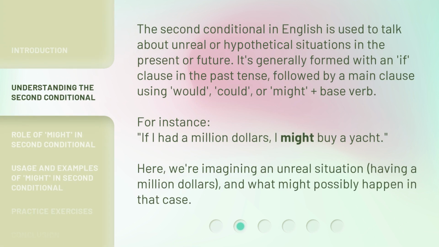The second conditional in English is used to talk about unreal or hypothetical situations in the present or future. It's generally formed with an if clause in the past tense, followed by a main clause using would, could, or might, plus base verb. For instance, if I had $1 million, I might buy a yacht. Here, we're imagining an unreal situation, having $1 million, and what might possibly happen in that case.